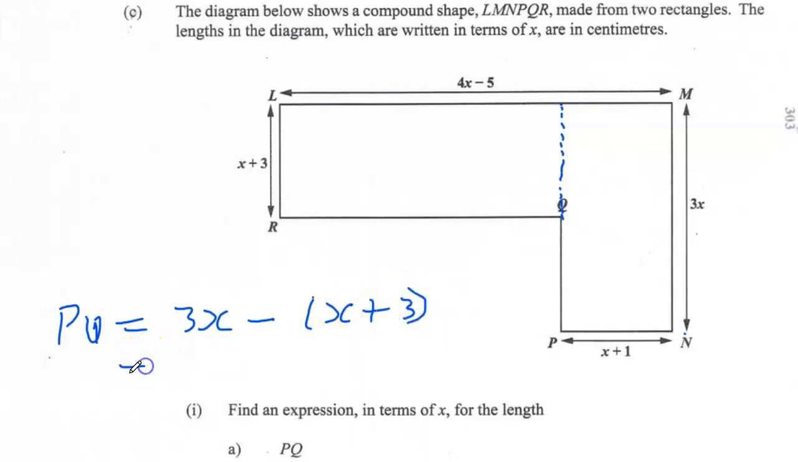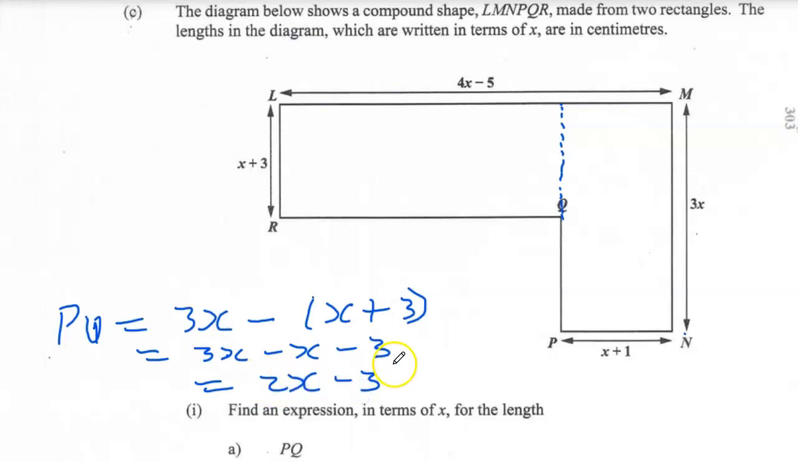I'll end up with 3x, take away x, that's 2x, and minus, distribute this, you actually have minus x, minus 3. Let me take an extra step here. So this is actually 3x, distribute the minus sign, that's minus x, minus 3. So 3x take away x, that's 2x minus 3. So the length of PQ would be 2x minus 3 centimeters.